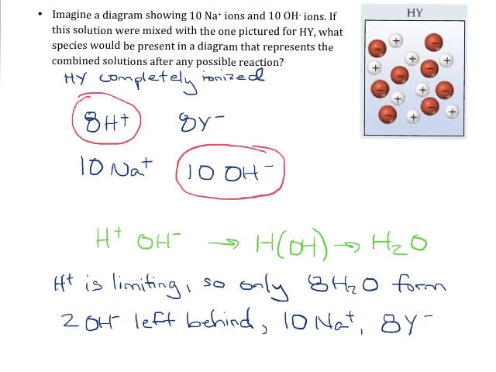So in this case, we just have an acid-base reaction with some spectator ions left over. Make sure you're paying attention to the limiting reactants there. The fact that we run out of H+ is the reason that we have some OH- left over.